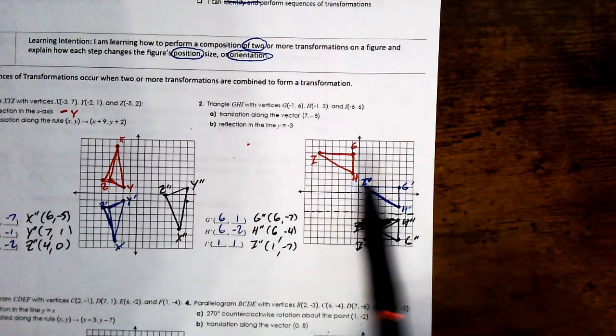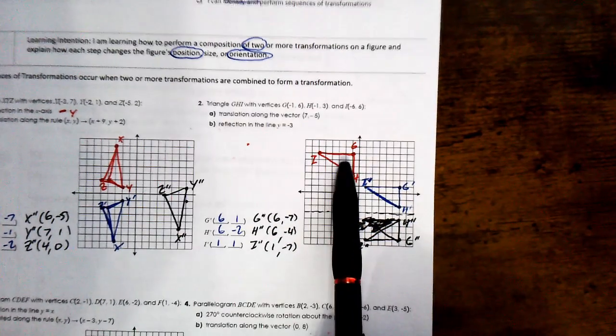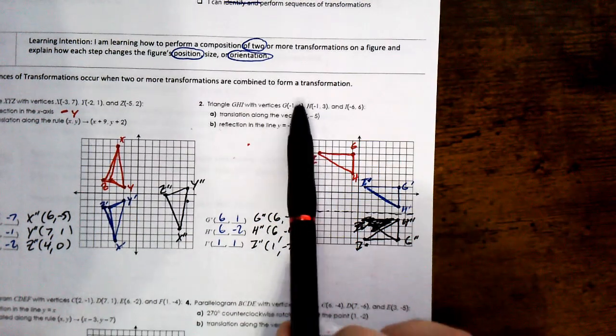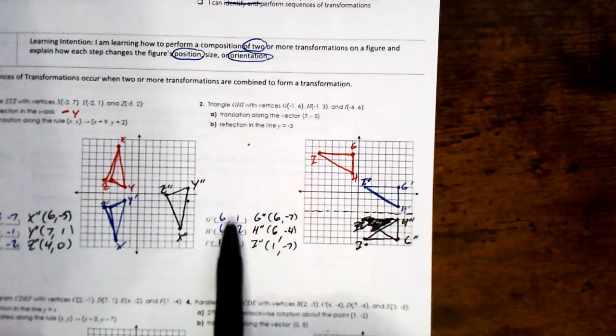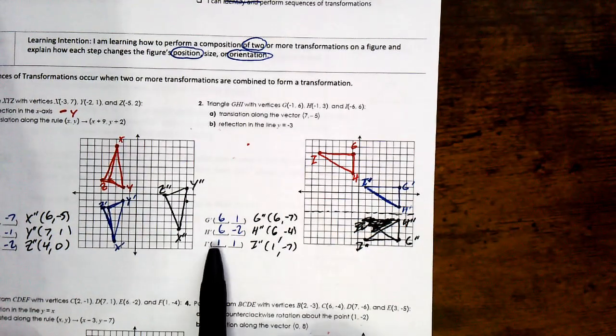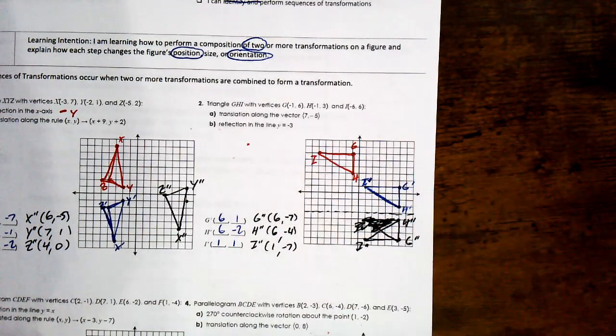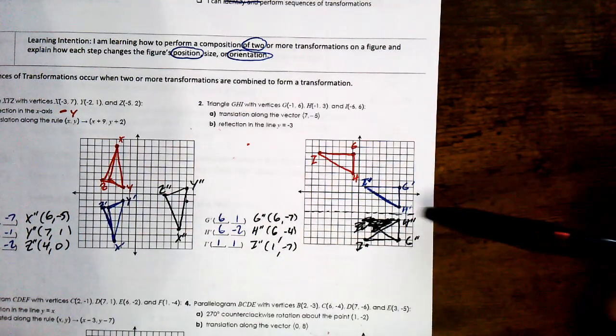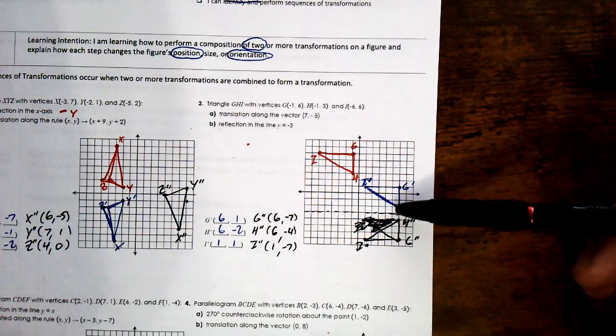Yeah. So, we had our original. We translated along this vector, meaning we added 7 and subtracted 5 from all the y's. So you should have gotten 6, 1, 6, -2, 1, 1. Then you reflected across y equals -3. So that's that straight line going across. Y equals -3. We're flipping it.